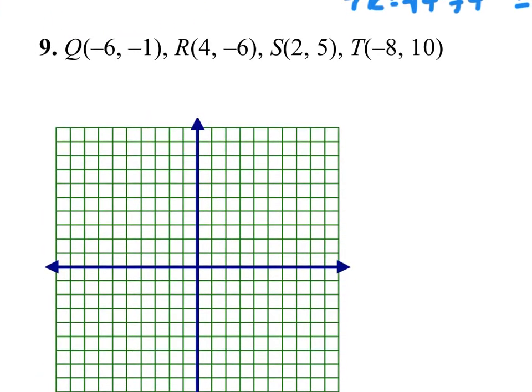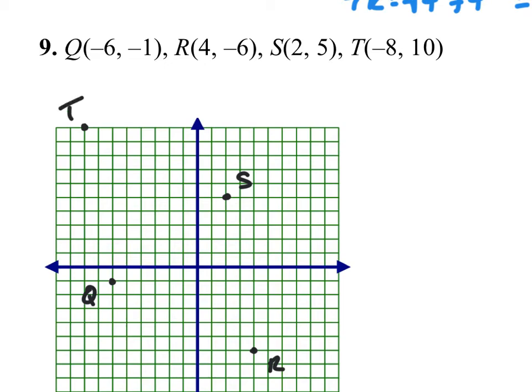Okay, so number 9, I've got -6, -1. So 1, 2, 3, 4, 5, 6, -1. Okay, plot that point here. And then I've got 4, -6. So 1, 2, 3, 4. Down 1, 2, 3, 4, 5, 6. Plot a point there. We've got the point 2, 5. So 1, 2, 1, 2, 3, 4, 5. Okay, and then I've got -8, 10. So I've got 1, 2, 3, 4, 5, 6, 7, 8, all the way up here. Okay, so this is Q, and then R, and then S, and then T.